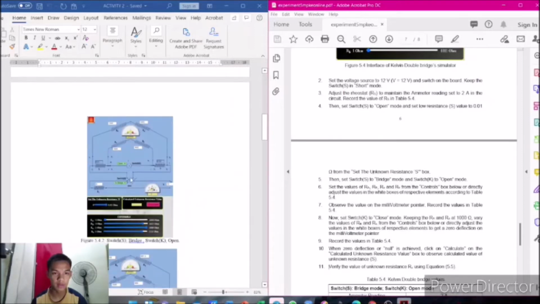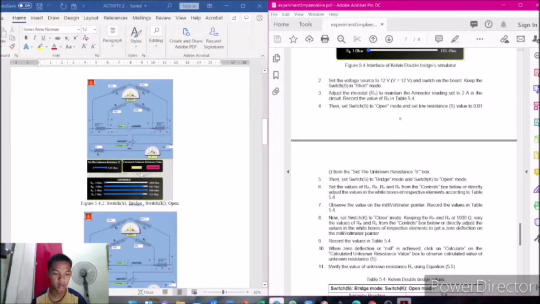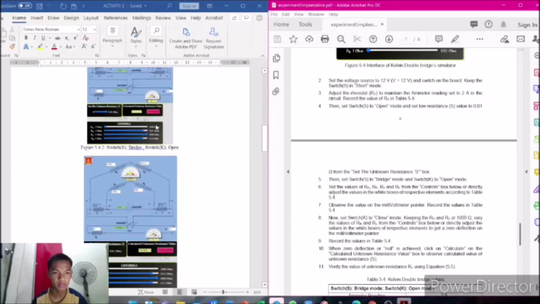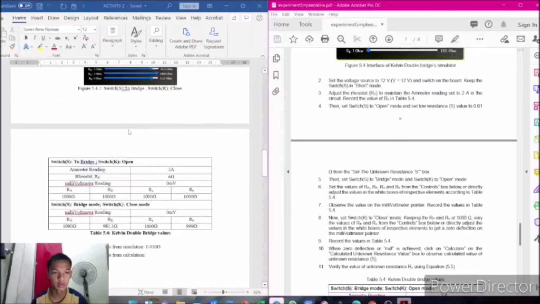And after that, switch S is swapped to bridge mode and switch K to open mode. Set the value of RA and RA small to 1000 ohm. RB and RB small also to 1000 ohm from the control box. Then observe the value of the millivoltmeter pointer and record it in the table below.